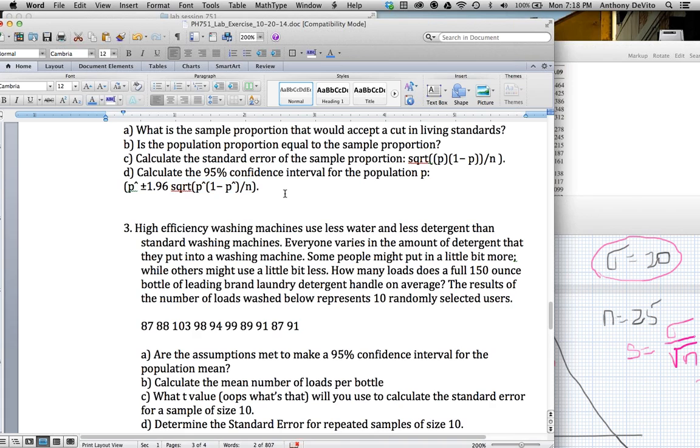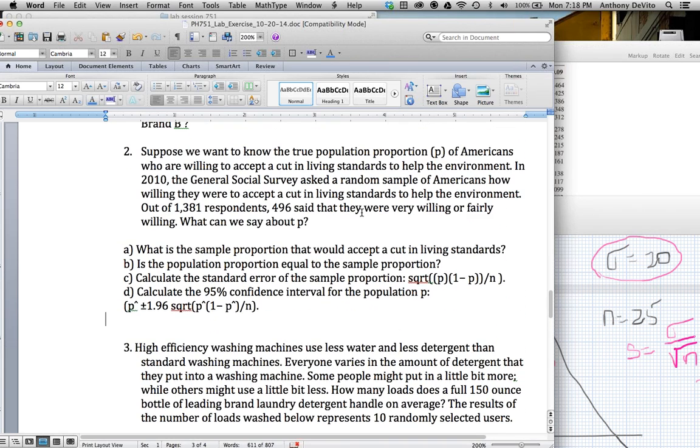So where might we apply something like that? Let's take a look. Suppose we know the true population proportion of Americans who are willing to accept a cut in living standards to help the environment. In 2010, the General Social Survey asked random samples of Americans how willing they were to accept a cut in living standards to help the environment. Out of 1,381 respondents, that's our sample size, right, 496 said that they were very willing or fairly willing.